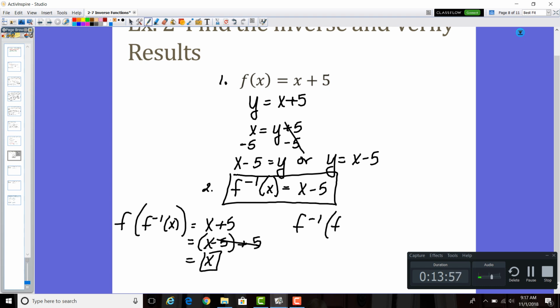Do the opposite composition. Now start with the inverse you just found and plug in the original function. So our inverse we found was x minus 5. We're going to plug in x plus 5. X plus 5 minus 5, those cancel, leaves me with x. These are the 3 answers you should be looking for. Go through the process to find your inverse. Prove that inverse by checking the compositions, both simplify down to x. Okay.